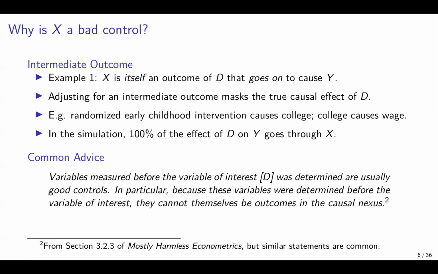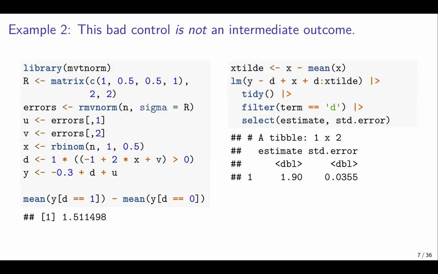Well, there's still a problem, though, and the problem is that this advice, too, doesn't quite handle all the situations that we're going to run into. So let me now show you an example of a variable that is determined before the treatment. So it's determined before d, but it's actually a bad control. It's one that if we control for it, it's going to make things worse.